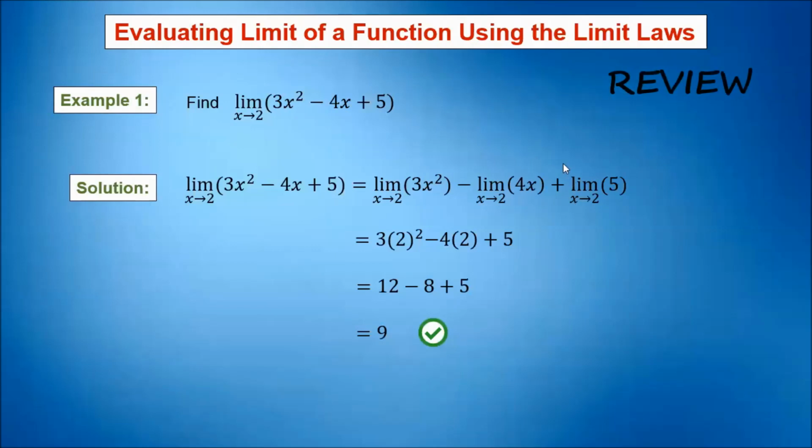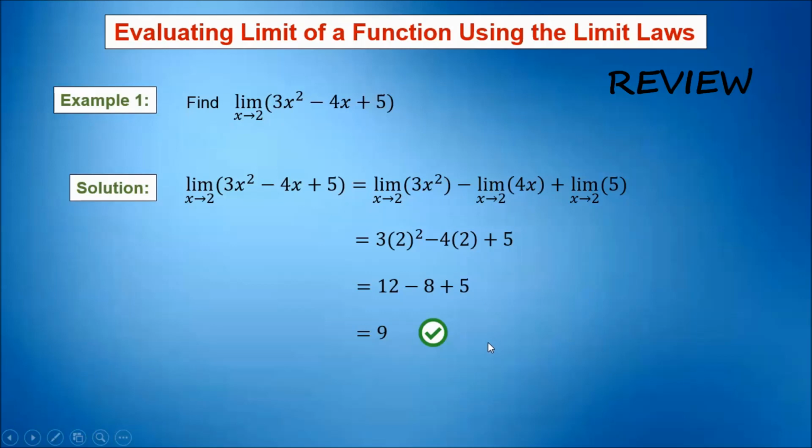Evaluating limit of a function using the limit laws. Example number 1: find the limit of 3x squared minus 4x plus 5 as x approaches 2. So this is the sum and difference of a function, so we separate their limit. Then we also apply other limit laws that are applicable to them. So we use limit of a constant, limit of a constant times a function. Also, we have the exponent rule.